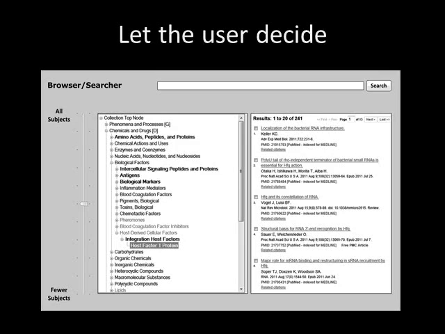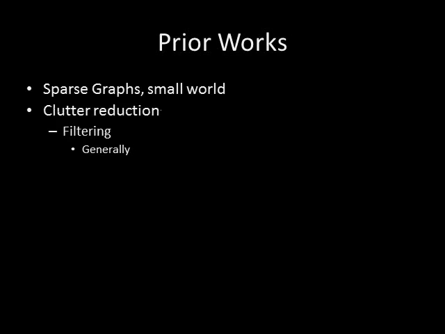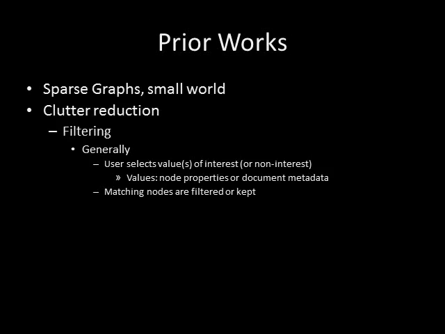Now, how would we situate this? Obviously, this is a sparse graph type of setting where we have a small world as well. So in the network there's only a few areas that contain a lot of stuff. And the small world is that there's a few nodes that talk to each other a lot, but most nodes aren't connected very much. And we're trying to do clutter reduction, and generally what that means in terms of filtering is that people select values of interest or of non-interest, and then you make those disappear or appear depending on how you've set up your interface.